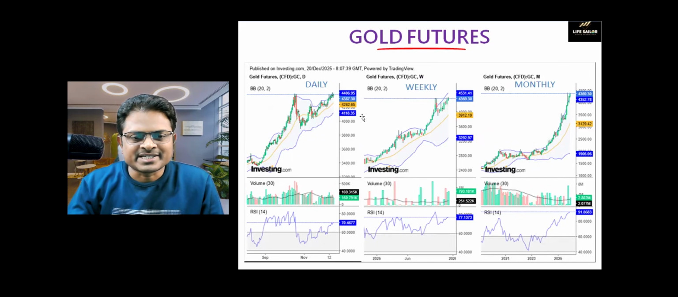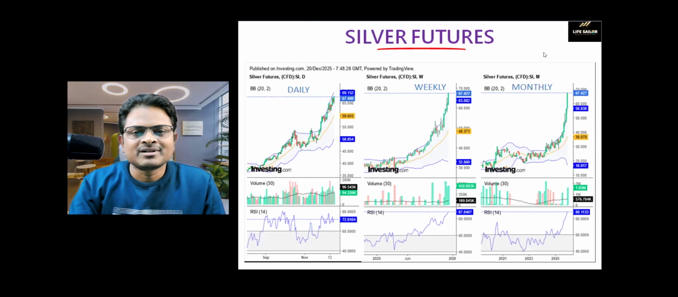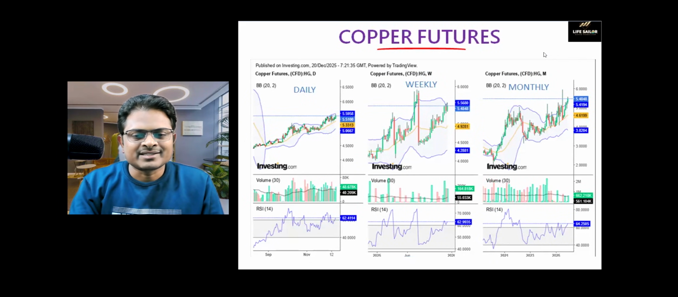All RSI above 60. So silver futures also same like gold. Gold futures, there is no worry at all. Very good rally we can see. All three RSIs also above 60. So clearly it is showing bullish trend only. Copper futures, all three RSI above 60.